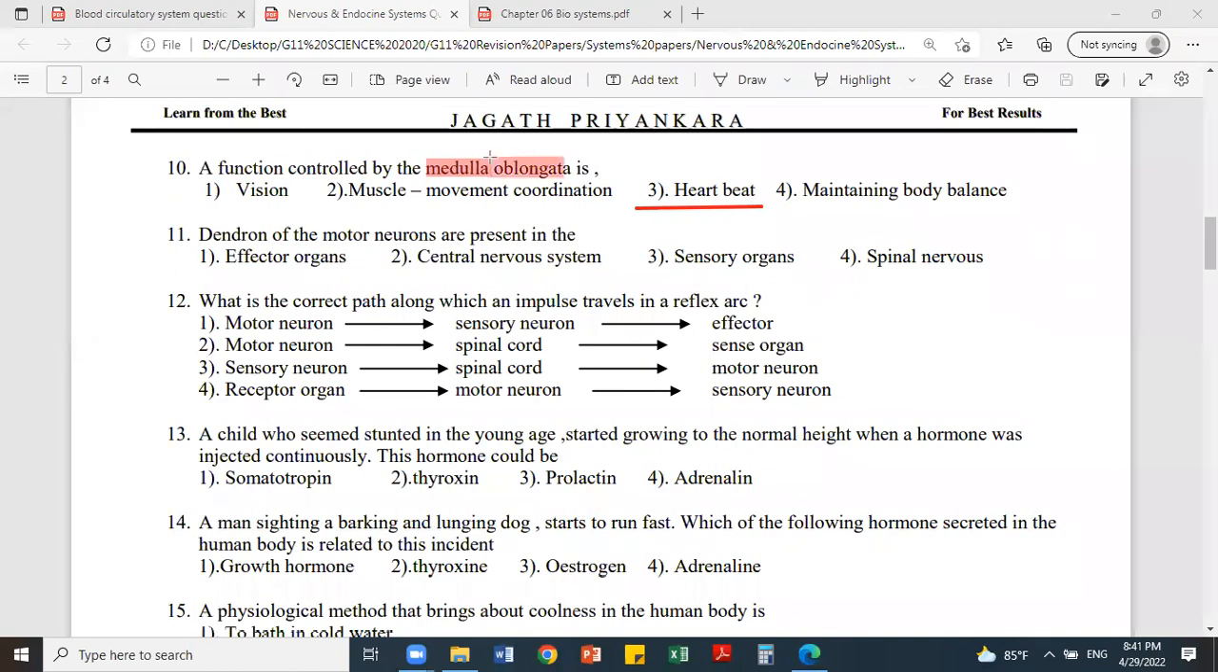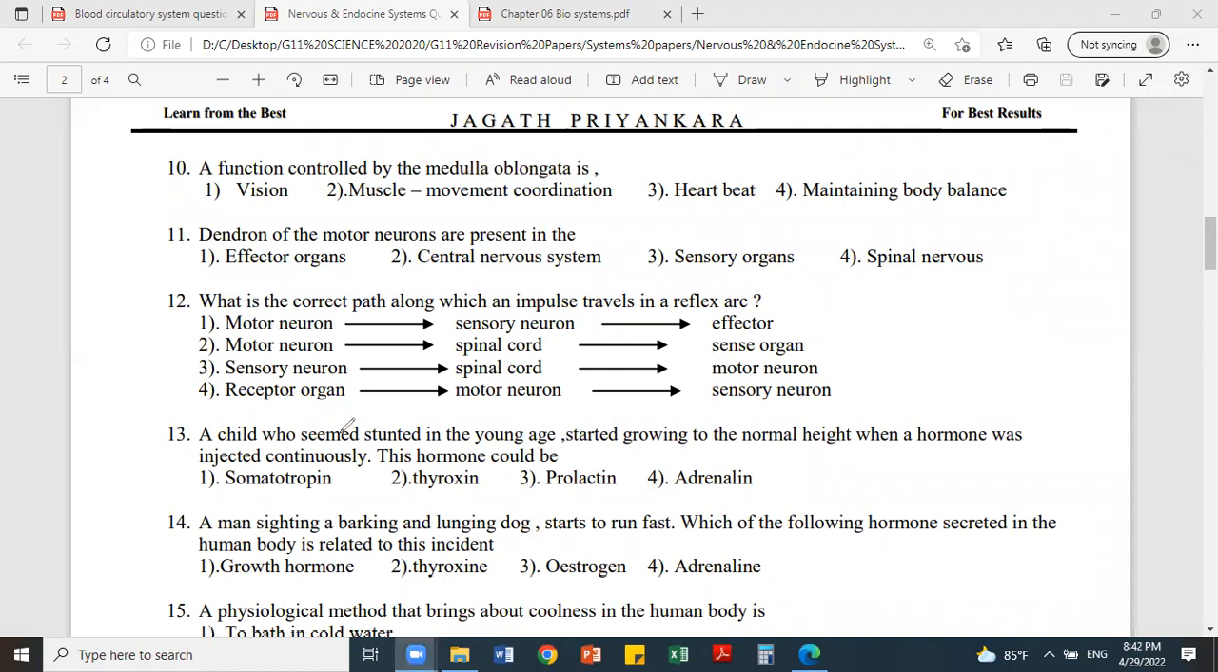Right. The others: vision by the cerebrum, right? Vision by the cerebrum. Then this one, muscle movement and coordination by the cerebellum, and maintaining body balance also by the cerebellum. The answer is 3. Heartbeat, involuntary.